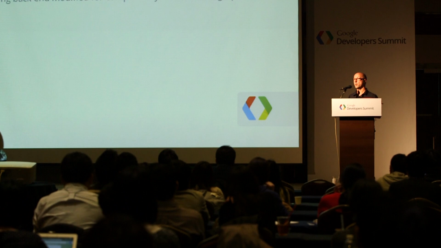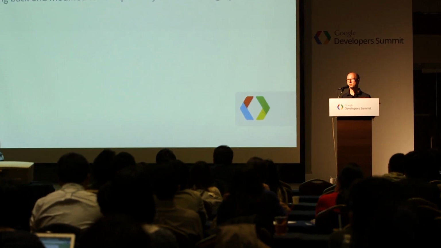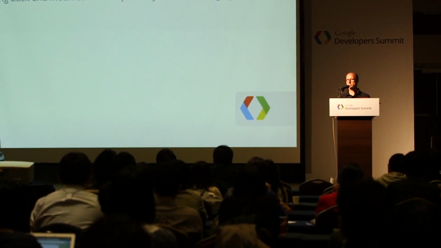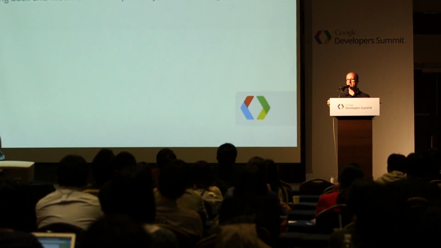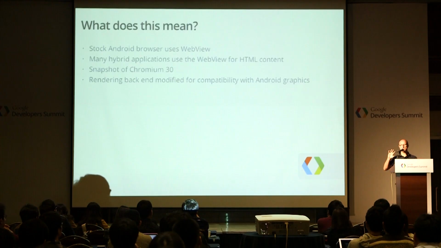The difference between Chrome, the browser, and Chrome WebView is mainly in the graphics backend. It's all invisible to you as an application developer, but what has had to be done is chop out the back end of Chrome, the browser, throw it in the bin, replace it with a graphics stack that is compatible with the Android operating system.